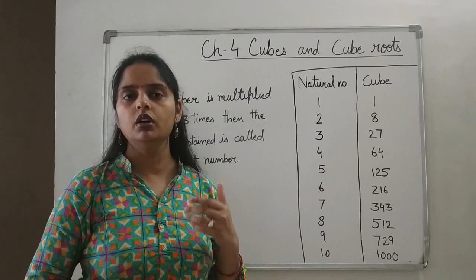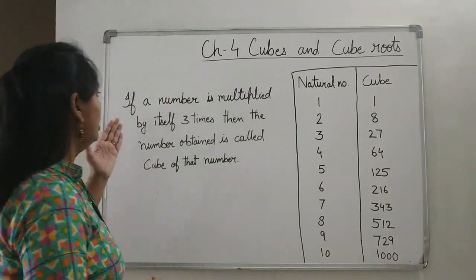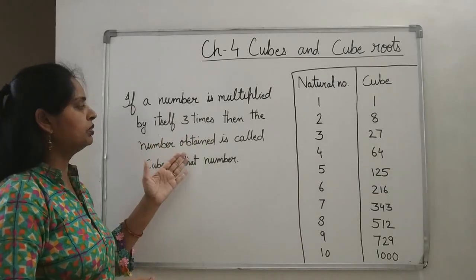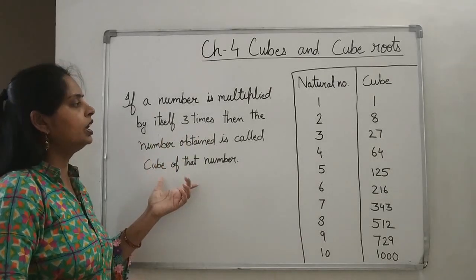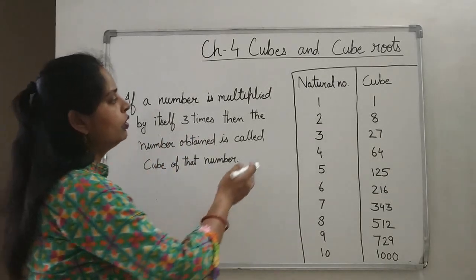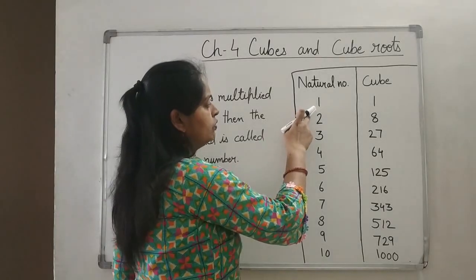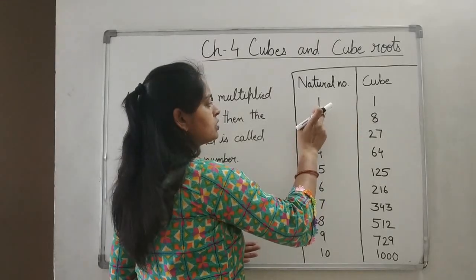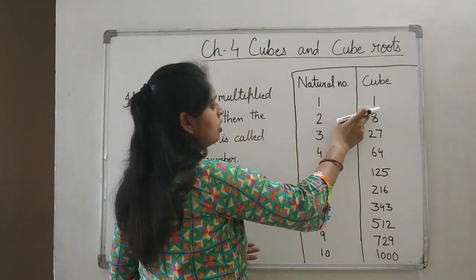That was the cube. Here also, if a number is multiplied by itself 3 times, then the number obtained is called the cube of that number. As 1 is multiplied 3 times, 1 into 1 into 1, what answer will you get? That is 1. So what is the cube of 1? The cube of 1 is 1.